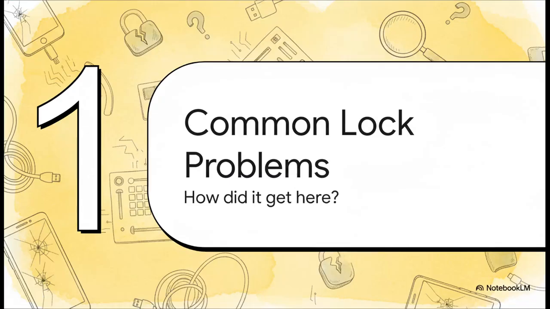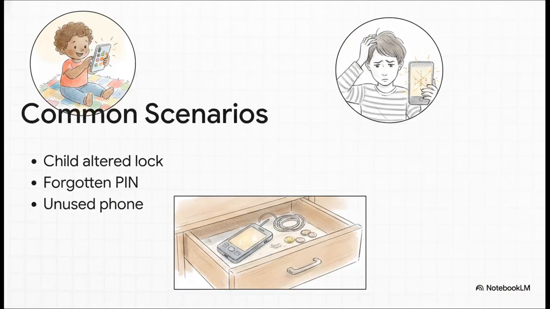Step 1 of our intake process, common lock problems. How exactly did the device end up on our desk? During intake, we usually see 3 main culprits. Number 1, a mischievous child got hold of the phone and basically turned your security settings into a toy. 2, simple human error, you just forgot the complex pattern you set yesterday. Or 3, the classic drawer phone. That's a device you pulled out of storage after 6 months and, well, that old PIN is completely wiped from your memory. Whatever the scenario, our bench process covers the whole shebang.